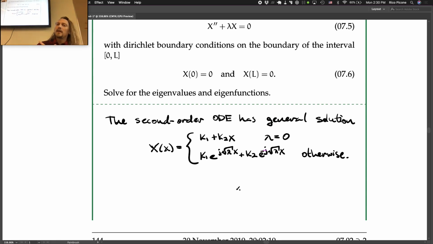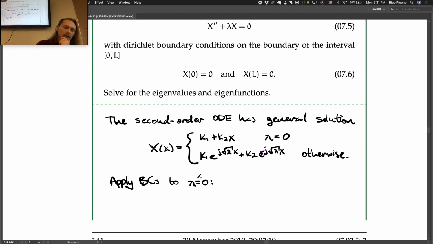And now we would typically apply our initial conditions, right? But we don't have those. We have boundary conditions. So we need to apply our boundary conditions. So we're going to take first off this case that lambda equals 0, and we're going to see if it can meet our boundary conditions. Okay? So let's try that. So apply the boundary conditions to lambda equals 0.